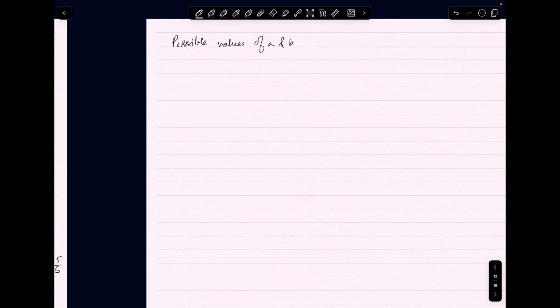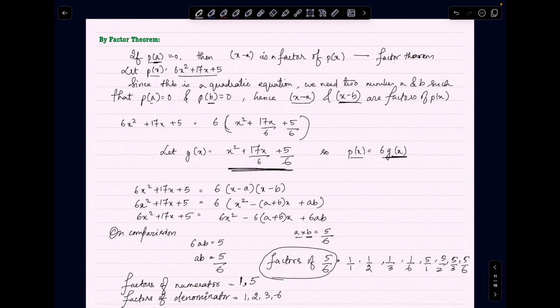So the possible values of a and b are, see, multiplication of a and b equals 5 by 6. So these factors of 5 by 6 can be plus or minus. The numbers a and b can be plus or minus, because suppose I take minus 5 into minus 1 by 6, that will also give me 5 by 6. In factors there is no negative, but in the numbers there can be negative. So all the factors, their negatives are also part of the possible values of a and b.